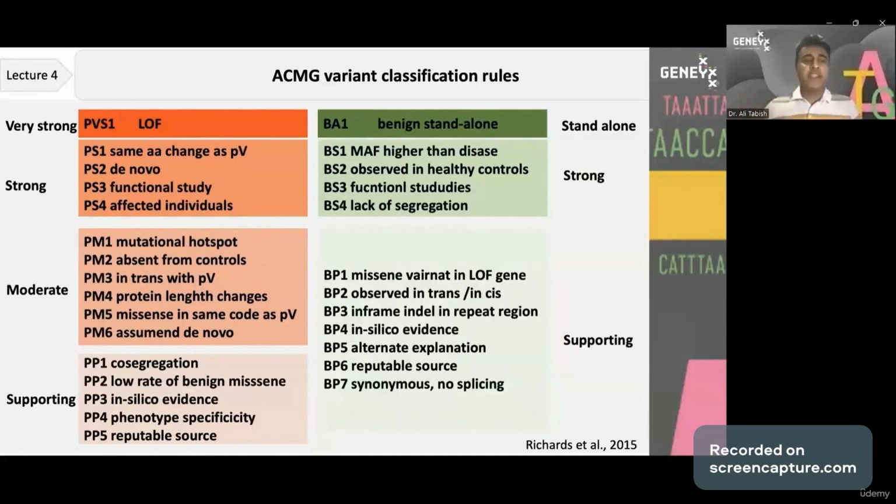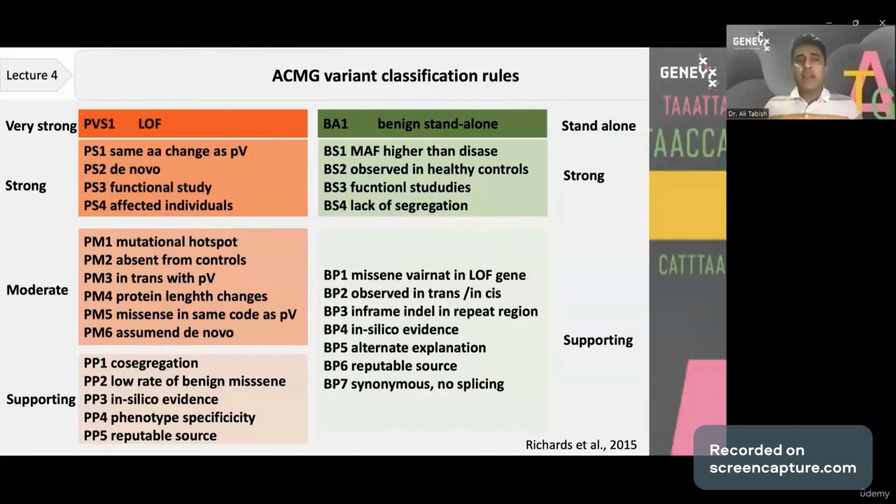Then there are the moderate criteria, M stands for moderate, PM1, 2, 3, and so on till 6. And finally, on the pathogenic side, there are the supporting pathogenic criteria, P for supporting, and that deals with co-segregation, in silico, and so on, the phenotypic specificity and reputable source.